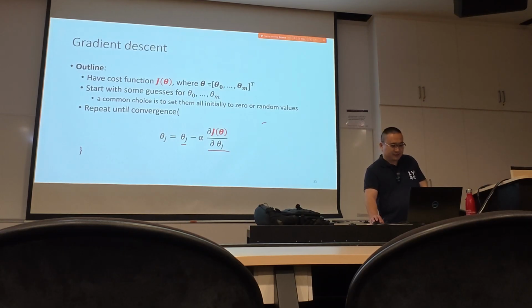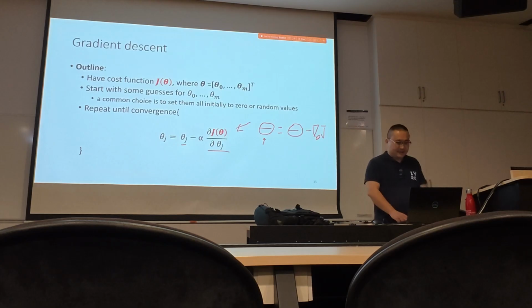We do the same for all the thetas. In this way, you can abstract them using a vector notation. We just use this big theta to denote all the parameters. So we update the thetas along the opposite direction of the gradient. This is what we do, and in this way, we can gradually decrease the cost function.